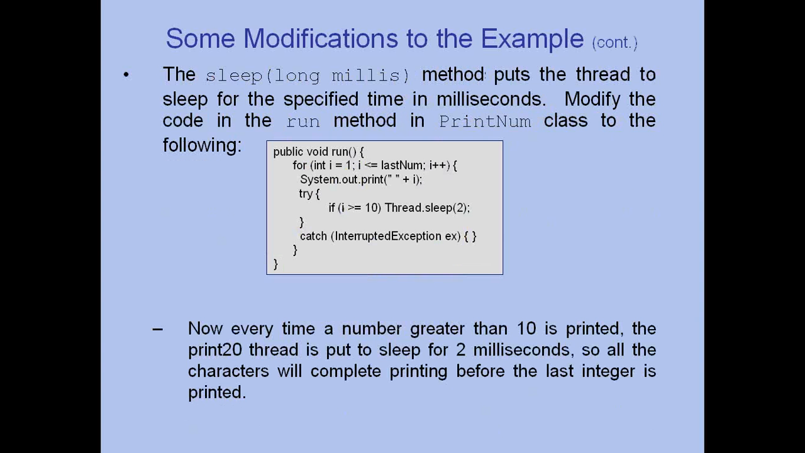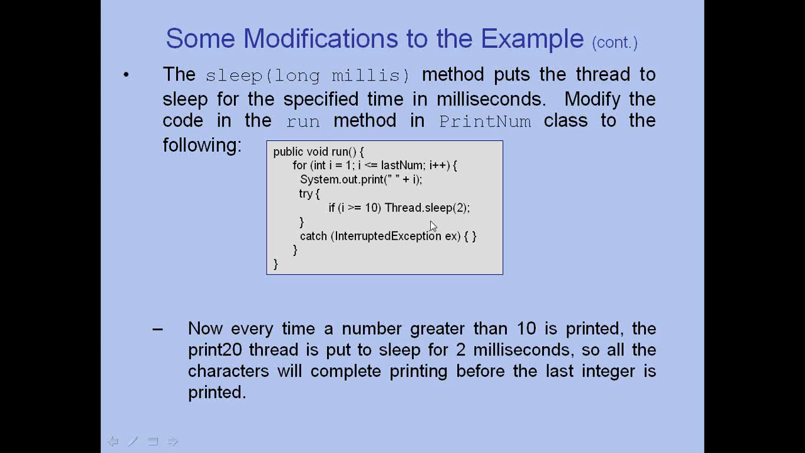And when you use sleep, how do you use sleep? Sleep is another static method you can call with the thread class name dot method name. In the run method, in the last num loop from 1 to 20, if the number is greater than 10, let the thread sleep for 2 milliseconds.